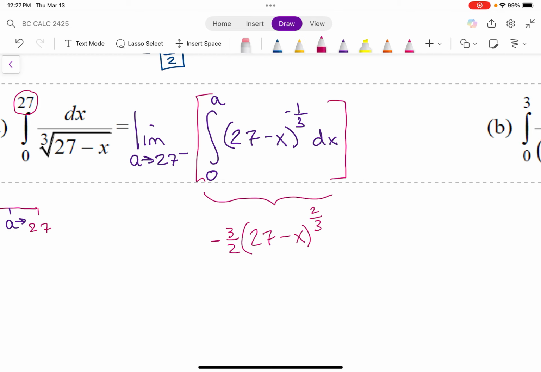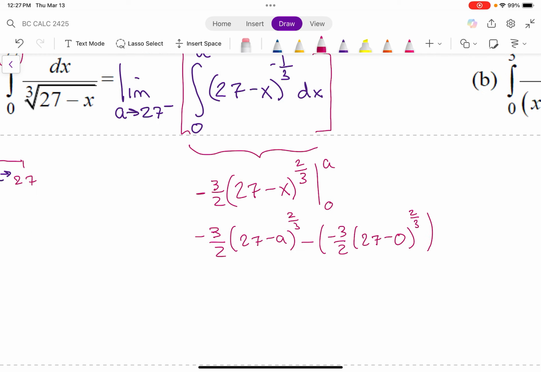Now I'm going from 0 to a, and so I get this expression: negative 3/2 times 27 minus a to the 2/3, minus, that's the fundamental theorem, minus negative 3/2 times 27 minus 0 to the 2/3. Okay, so now what? Everything hinges on what happens here. Again, a is going towards 27 from the negative side. There's no funny business here, no negative exponent, no dividing by a, no risk of dividing by 0.